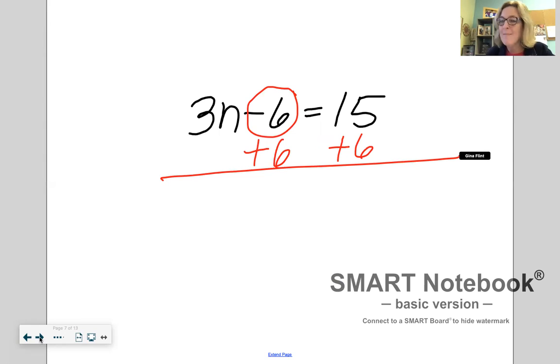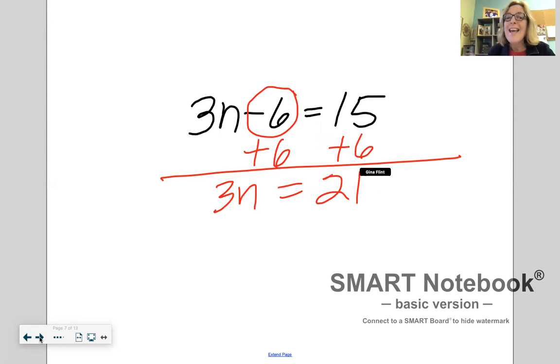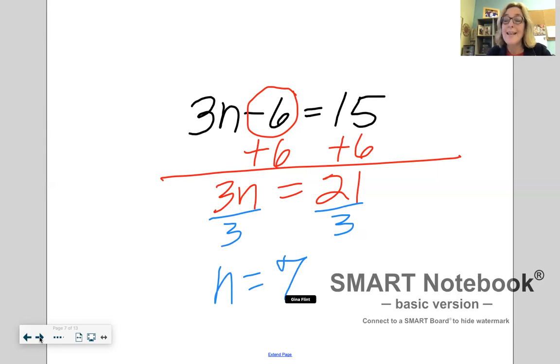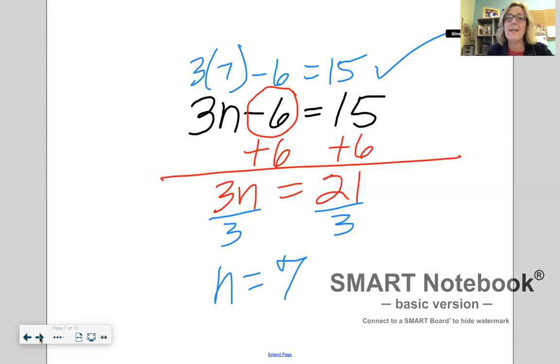Same thing, I'm going to draw that line. I see that negative 6 plus 6 is a 0 pair. So now we have 3n left on the left-hand side of the equation, and 15 plus 6 is 21. Now I'm going to undo the multiplication, because 3n means 3 times n, and we do that by dividing each side by 3. And so now we have n is equal to 7. Again, I want to check my work: 3 times 7 is 21, minus 6 does give me 15. So our solution is correct.